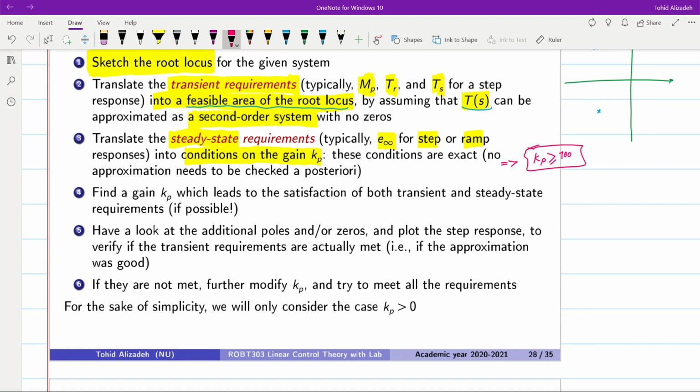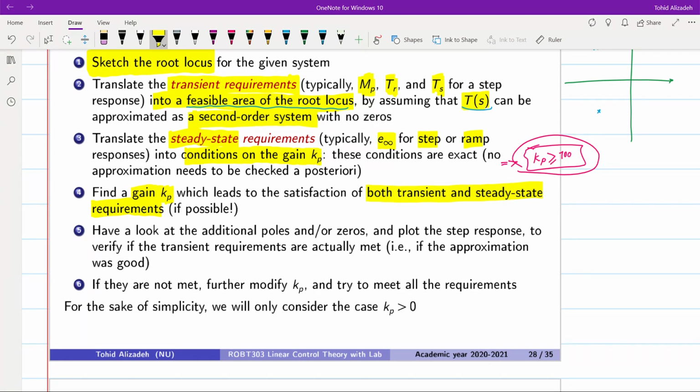It would depend on the kind of the steady state requirement. But once we translate them, we will end up with some condition in terms of the value of the gain. The next step would be to find a gain KP such that we satisfy both transient and steady state requirements. We will see if it's possible or not. If it's possible, we will find the gain KP. If it's not possible, we will say that we need a more sophisticated controller. The proportional controller cannot meet all the requirements.